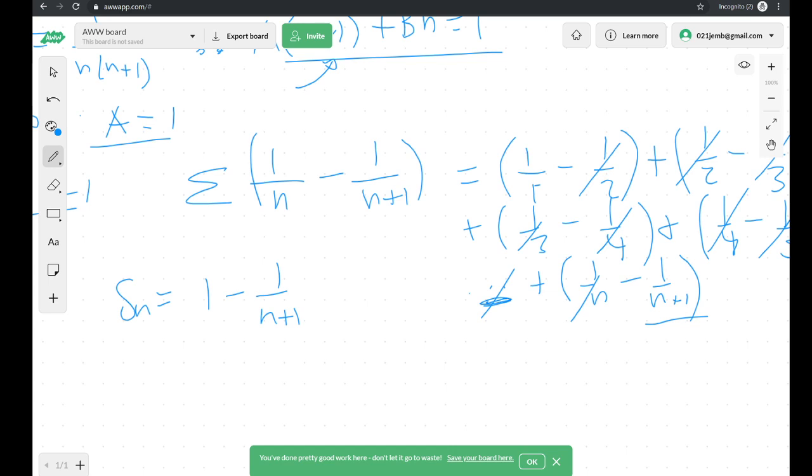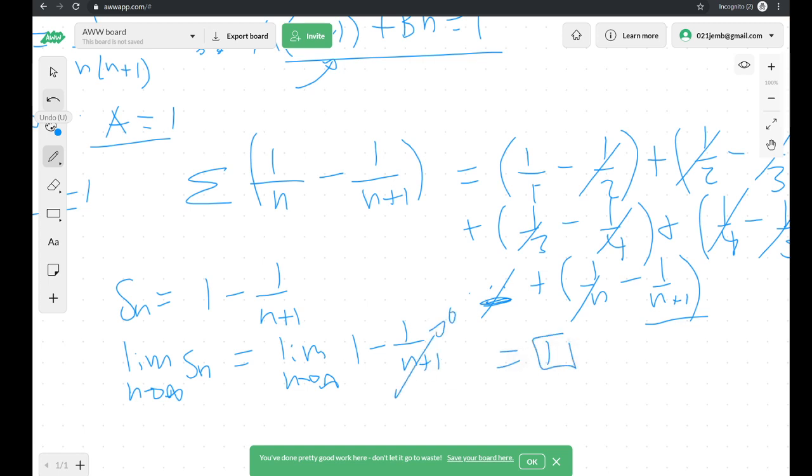And so to find the value of the sum, we have to find the limit of the sum as n goes to infinity. The limit of the sum as n goes to infinity is the limit as n goes to infinity of 1 minus 1 over n plus 1. This goes to 0, so we're left with 1, and that's the sum for the telescoping series.